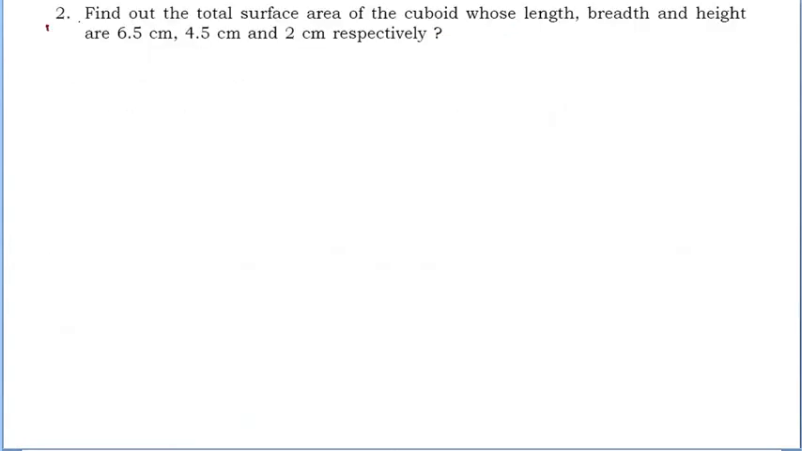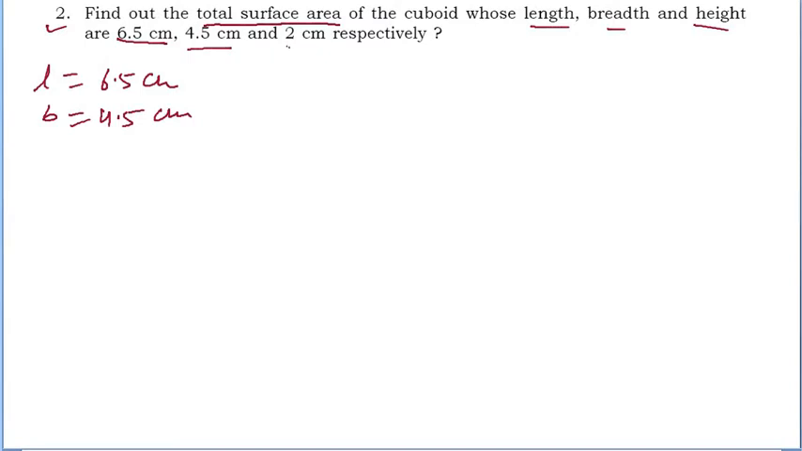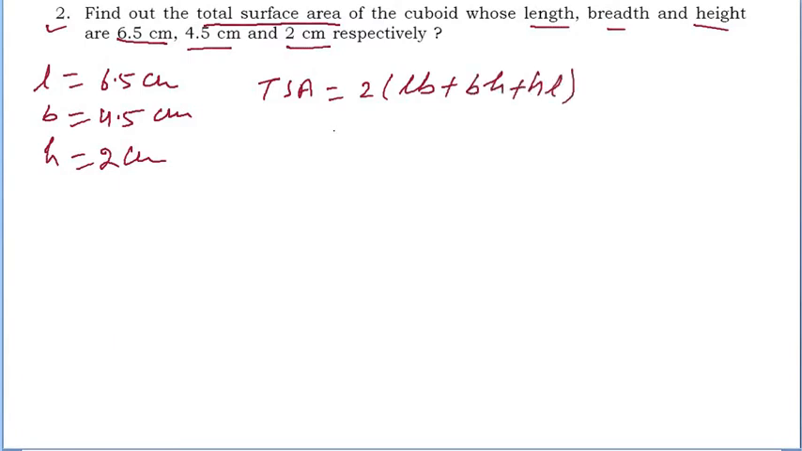Now come to the second question. Find out the total surface area, that is TSA, of the cuboid whose length, breadth and height are given. So length is given as 6.5 centimeter. Now breadth is given as 4.5 centimeters, so you have to write 4.5 centimeter, and height is 2 centimeters. So you have to write here 2 centimeter. Now total surface area, that is TSA. So formula is 2(LB + BH + HL). Now put the value. So 2 times 6.5 into 4.5 plus 4.5 into 2 plus 2 into 6.5.